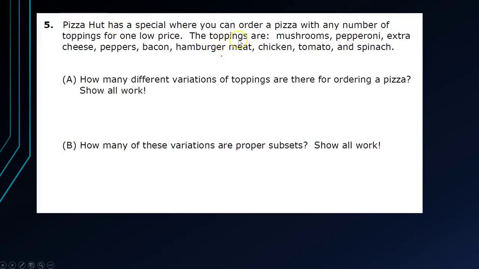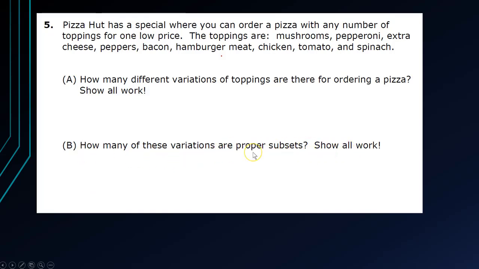Pizza Hut has a special where you can order a pizza with any number of toppings for one low price. The toppings are mushrooms, pepperoni, extra cheese, peppers, bacon, hamburger meat, chicken, tomato, and spinach. How many different variations of toppings are there for ordering a pizza? And you have to show all work. And how many of these variations are proper subsets?